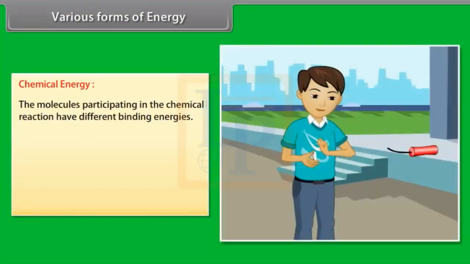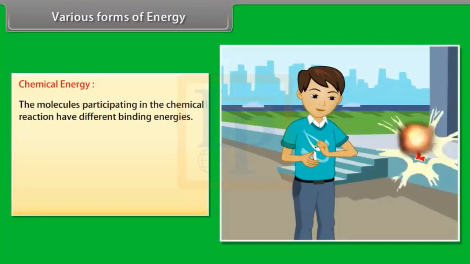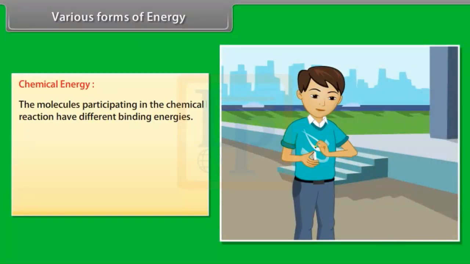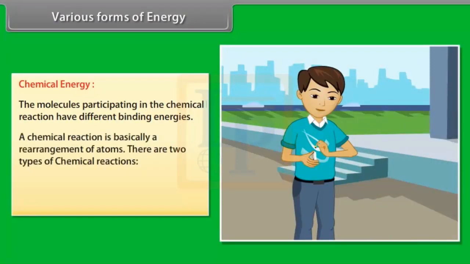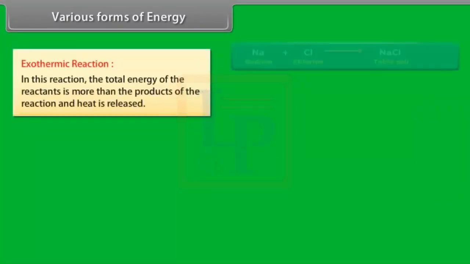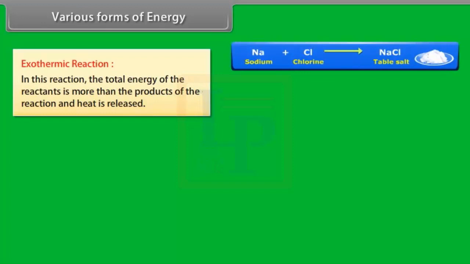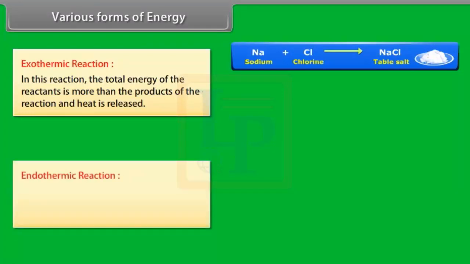Chemical energy. It arises from the fact that the molecules participating in a chemical reaction have different binding energies. A chemical reaction is basically a rearrangement of atoms. There are two types of chemical reactions. Number 1, exothermic reaction, and Number 2, endothermic reaction. Exothermic reaction. In this reaction, the total energy of the reactants is more than that of the products of the reaction and heat is released.